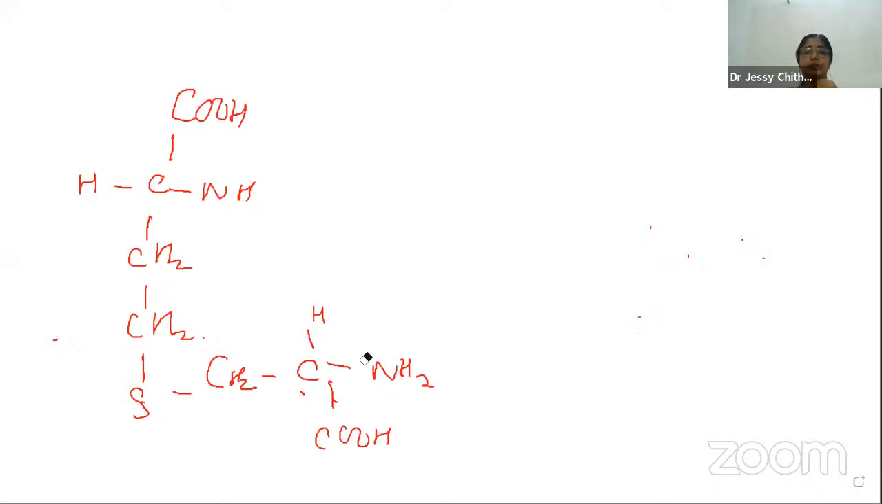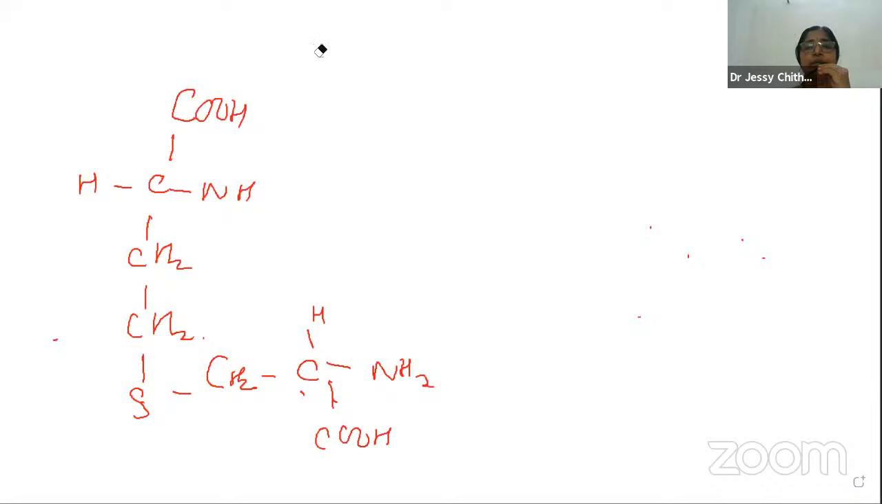So this is the structure of cystathionine. Understand? Cystathionine is synthesized from homocysteine, which combines with serine, removing a molecule of water. The enzyme is cystathionine beta synthase. It is a PLP dependent enzyme forming cystathionine.